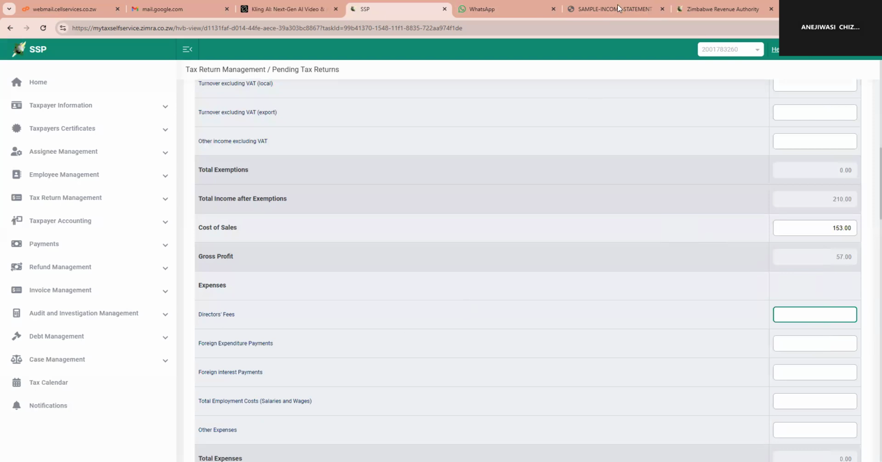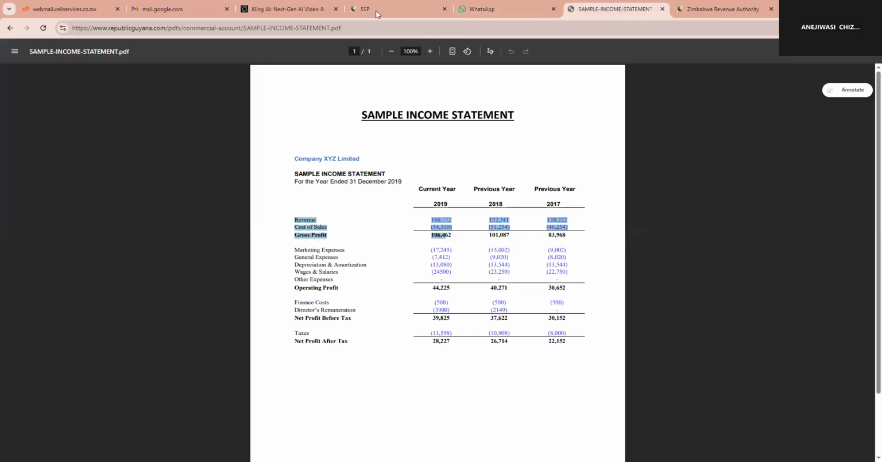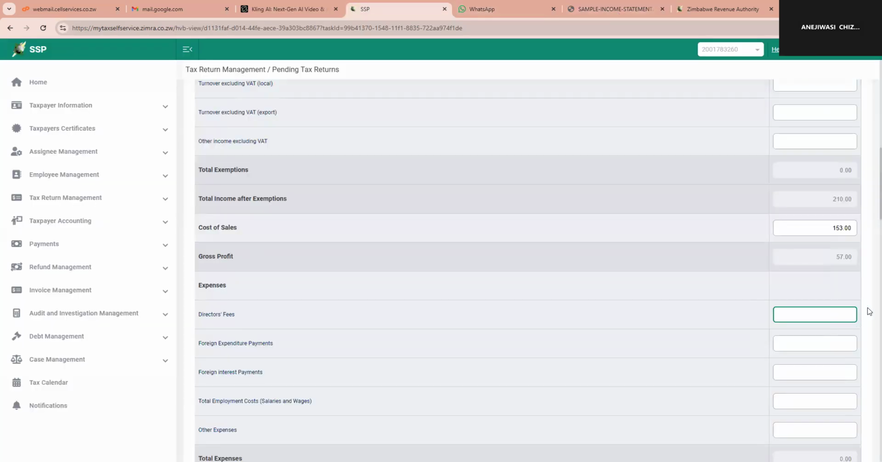Then you are coming up with these figures. Again, you are getting them from your income statement, director's fees and everything, right? So you input your director's fees. Director's fees, if you are paying director's fees, you must have paid PAYE on that. Remember that. Then do you have foreign expenditure payments? Probably you got software from outside, or you got some consultants that was done for you. So you're just inputting.